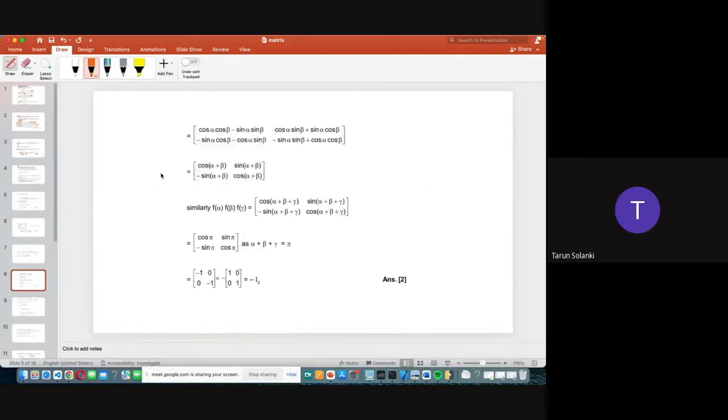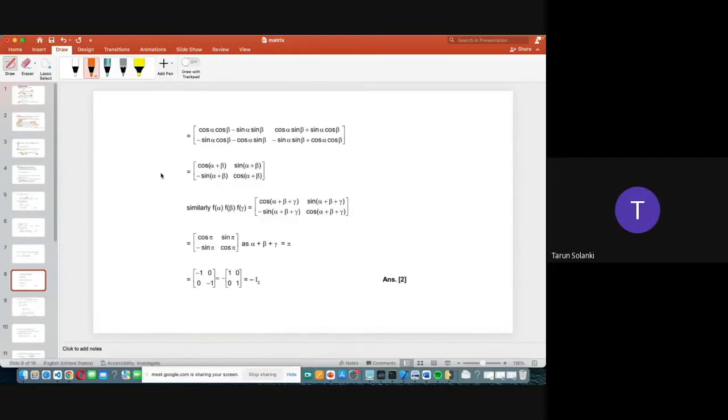Now here you can multiply, so you'll get cos alpha cos beta minus sin alpha sin beta. Then cos alpha sin beta plus sin alpha cos beta. Again, minus sin alpha cos beta minus cos alpha sin beta. And the last is minus sin alpha sin beta plus cos alpha cos beta. So solving, you will get cos of alpha plus beta, sin of alpha plus beta, minus sin of alpha plus beta, cos of alpha plus beta. Similarly, you will match with alpha, beta, and gamma, right?